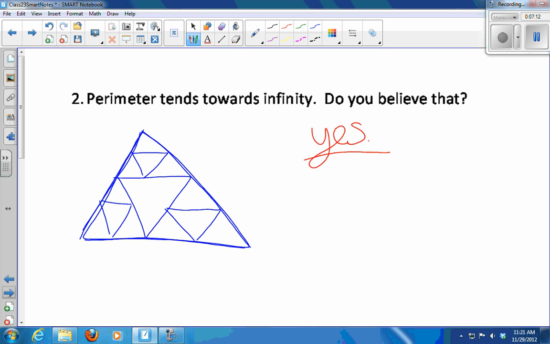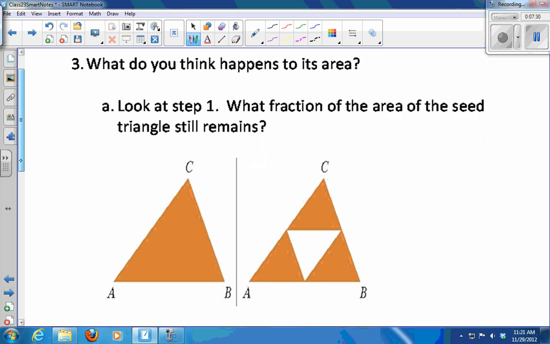With the Koch snowflake, we did a little activity to show us that its perimeter grows to infinity. I'm not going to do it with this one. You're just going to believe me, okay? But I want to think about what happens to the area. The Sierpinski gasket is made up of the orange part, right? So I keep removing some of it. At every step, I remove some area from the gasket.